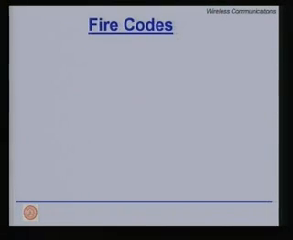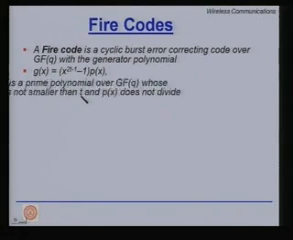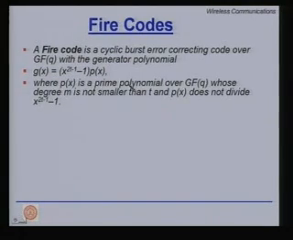Let us look at another example, a code which is good at correcting burst errors. It is called the FIRE codes. A FIRE code is a cyclic burst error correcting code over GF(q) with a generator polynomial given as g(x) equal to (x raised to the power 2t minus 1) times p(x), where p(x) is a prime polynomial over GF(q) whose degree m is not smaller than t, and p(x) does not divide x raised to the power 2t minus 1, minus 1. So, under this constraint, whatever code you form is called a FIRE code.